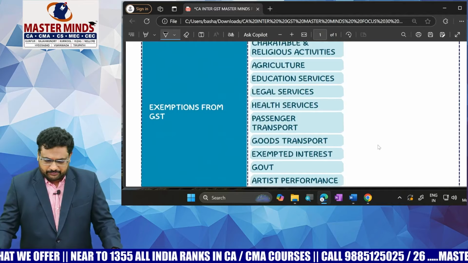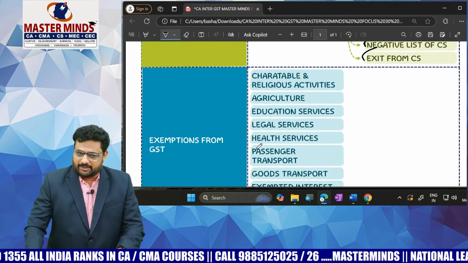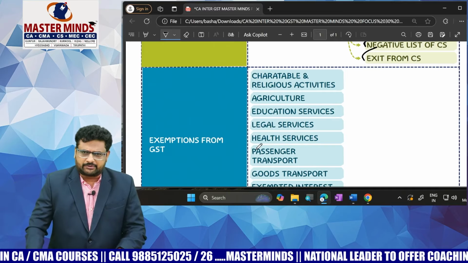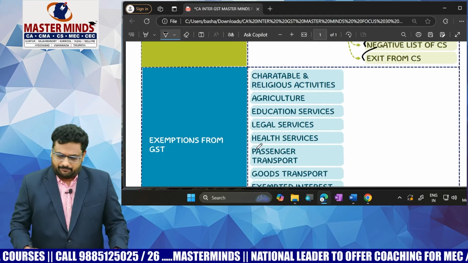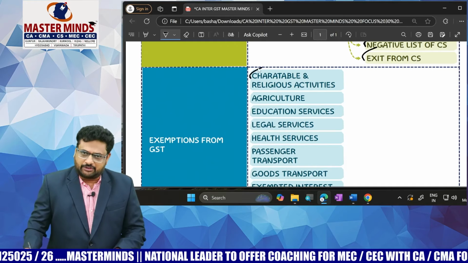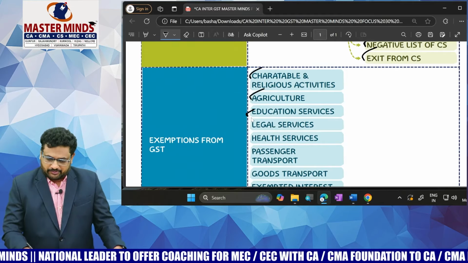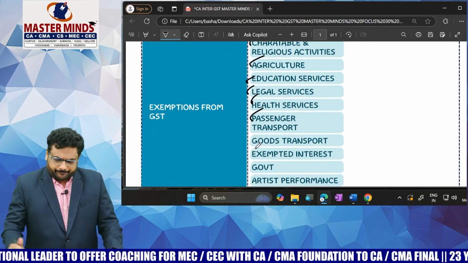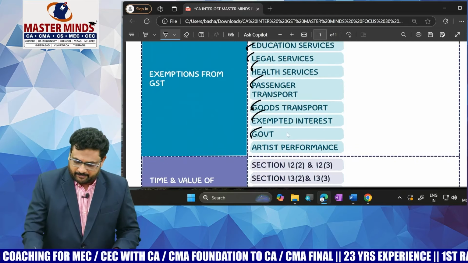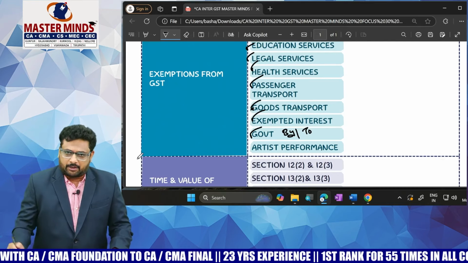Now comes to our exemptions. Generally from exemptions, the practical questions will be asked, but whereas in January 2025 they posed a theory question, but it is very rare to ask those type of direct theory questions. But if at all they ask also, we can do that. These are the important areas from exemptions you need to keep more focus on, like charitable and religious activities, agriculture related, education, legal services, health services, passenger transportation, goods transport, and interest related, and services provided by government or to government. Both are important. Provided by government or to government, and artist performance.